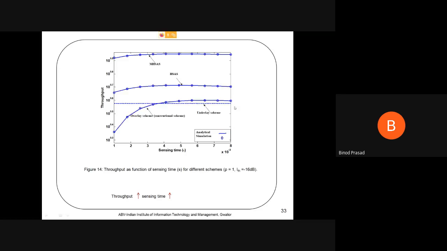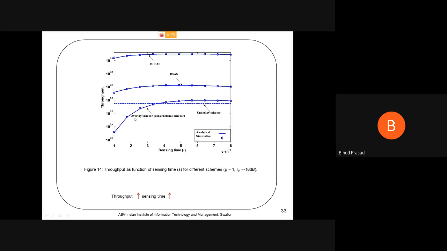That is the straight line. Why is it straight? Because in the case of the underlay scheme, it doesn't require any sensing, because it can transmit at the same time as the PU. So it doesn't depend on the sensing time, which is why we have plotted it against the sensing time. Its throughput will remain the same, because it is not varying with the sensing time.